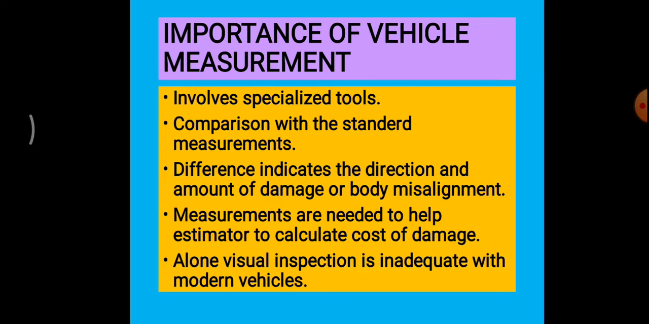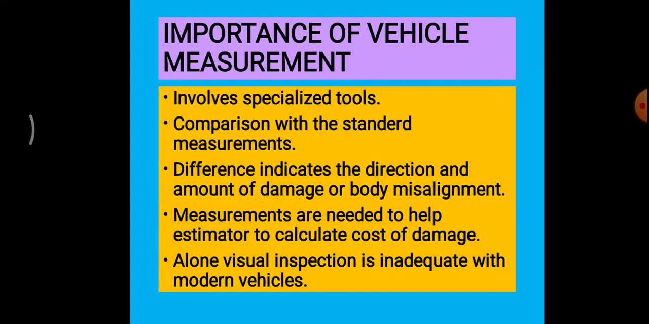We know that there are two types of damages in a damaged vehicle. First is direct damage, which we can see with visual inspection at the point of damaged area, but in indirect damage, which is far from the damaged area, we cannot determine it with visual inspection alone. So that's the reason vehicle measurement is very important in the auto body repair industry. Every auto body repair technician should be proficient in vehicle measurement.